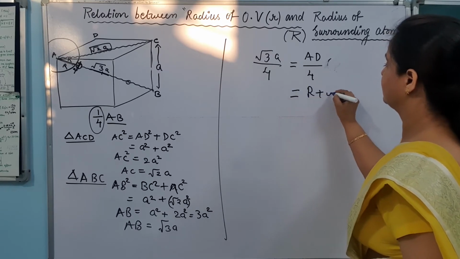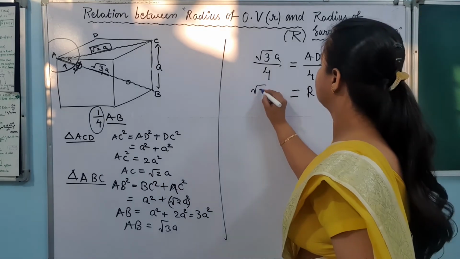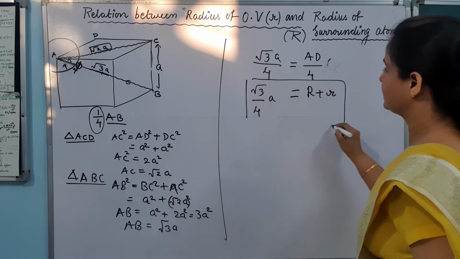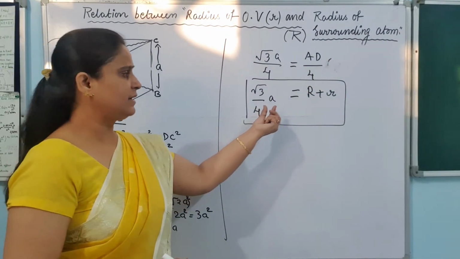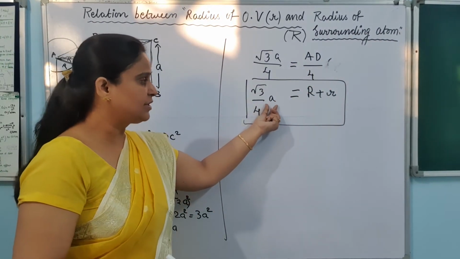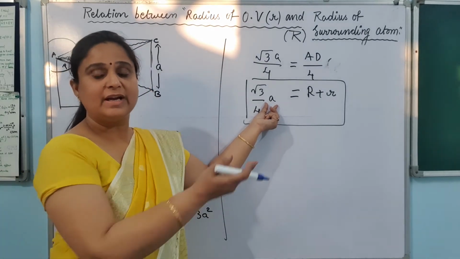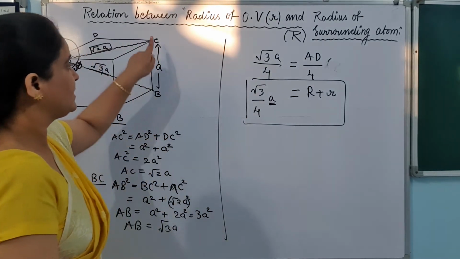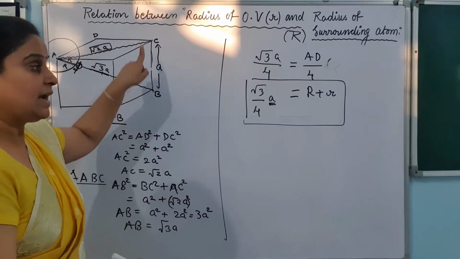Small r plus capital R. So root 3a by 4 is small r plus capital R. But here I don't want a now. I have to convert this a into R so that I can utilize it in my calculation. So this a is what? This a is the edge of the unit cell.